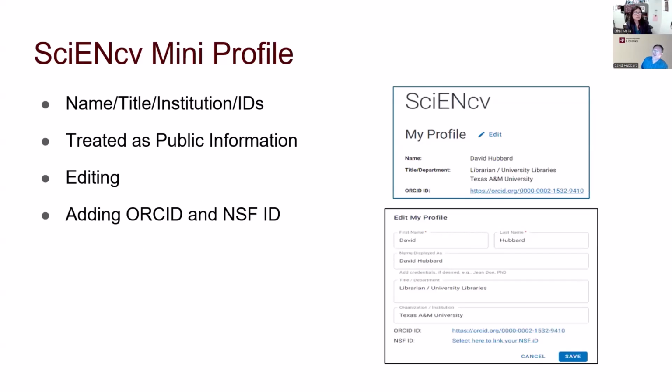When you do log in, initially you'll need to create an account. It's really just a username and password, and that's about it. That will create your SciENcv account on the NCBI platform. There is a mini profile, what they used to call a mini profile, that will give your name, title, and institution, and then if you integrate with your ORCID ID, which you essentially need to do, or another system, it'll show that, or with the NSF ID, it'll show that. So that's all treated as public information, and you can edit that.